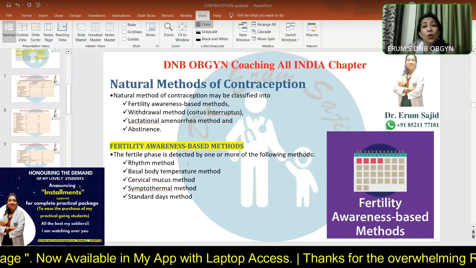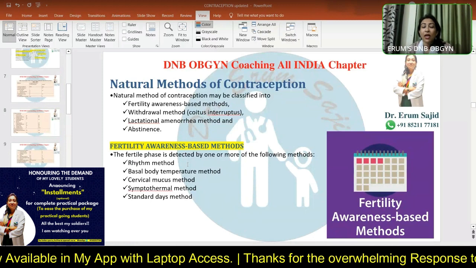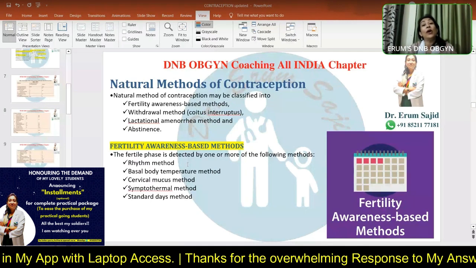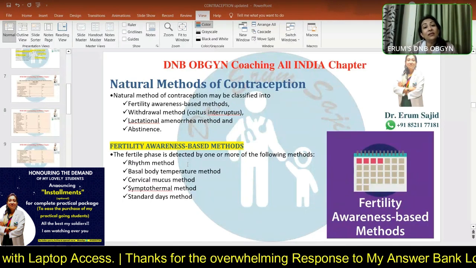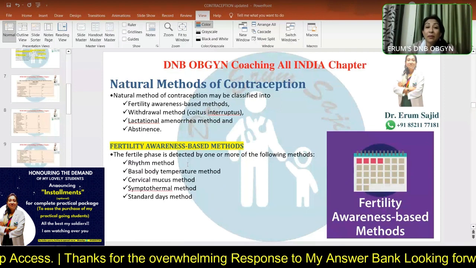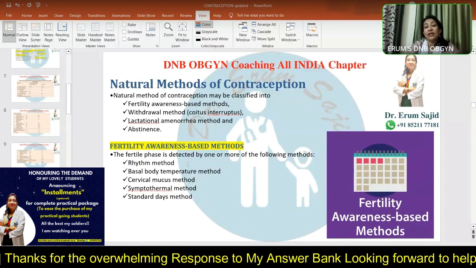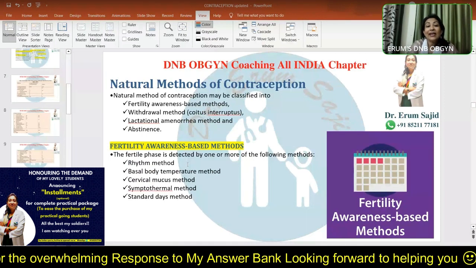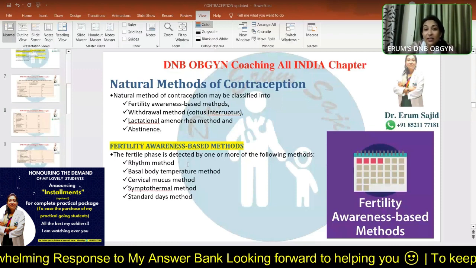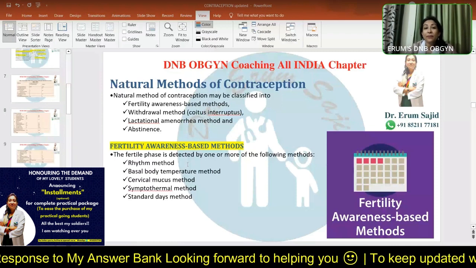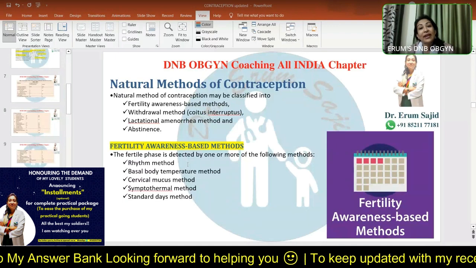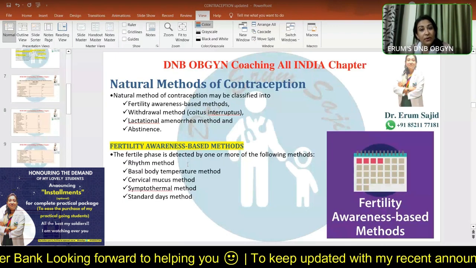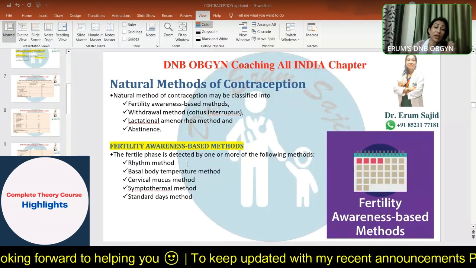So this is what I say: read very smart. You can forget the points, but once you remember the points, nothing can stop you. So if you're studying fertility awareness methods, at least know what the fertility awareness methods are. There are 5 of them. At least you should know all 5. Just write them down on the sheet of paper, so the examiner is happy with you and you're happy with yourself.